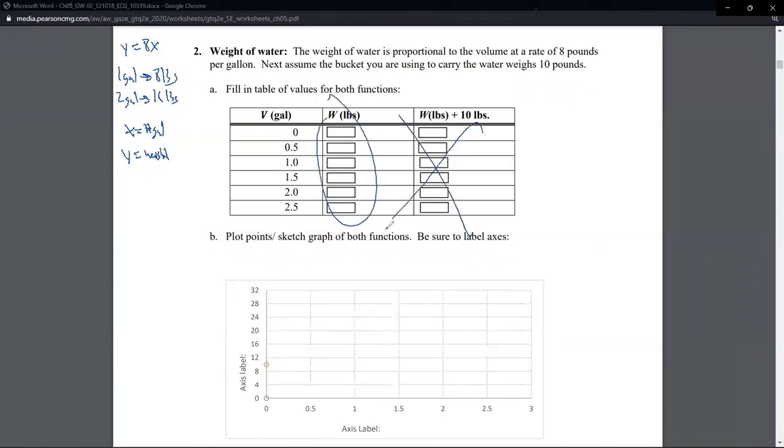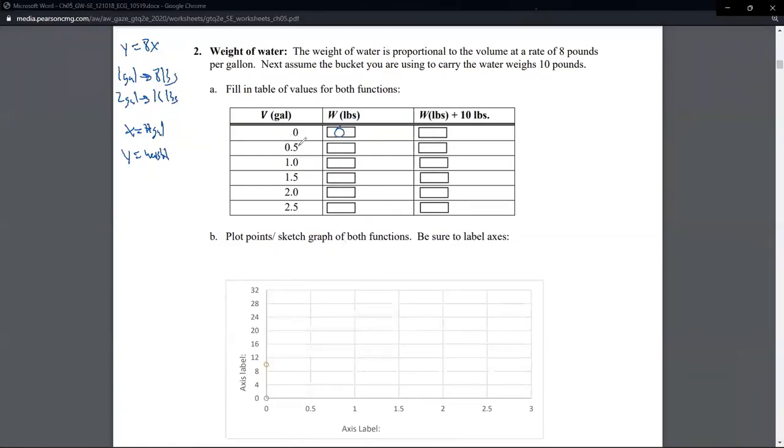It doesn't include the 10-pound bucket, because with the 10-pound bucket, that fixed amount always adds 10 no matter what, which doesn't make it proportional anymore. It just means you take the proportional part and you just add 10. It's very self-descriptive. All right, so if you have 0 gallons of water, clearly it's 0 pounds of water.